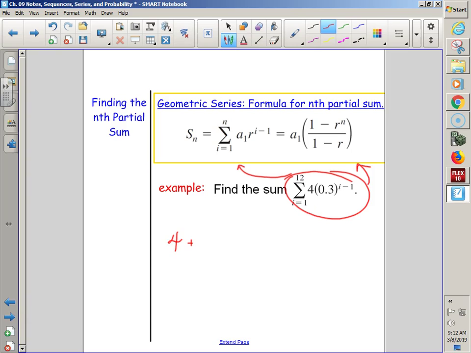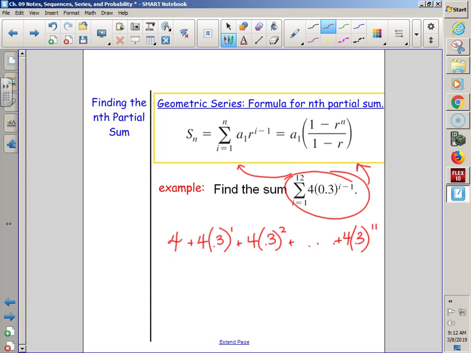And if you do plug in 2, that would be 4 times, what would be the power of 0.3? 0.3 to the, 2 minus 1 would be 1. And the next one would be 4 times 0.3 to the second. And then that would be, now, with decimals, it actually gets kind of weird and it gets kind of hard. We can even say where this ends. This ends at 0.3 raised to the what power? 11 because 12 minus 1, right?